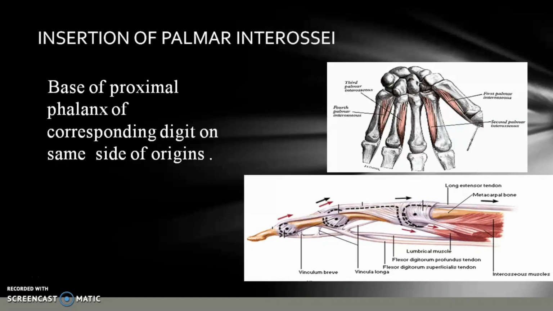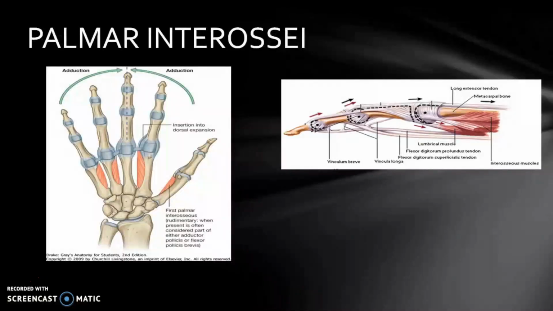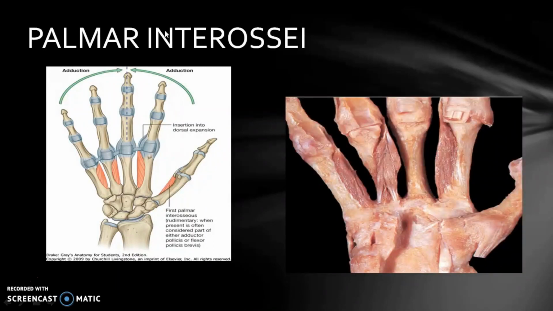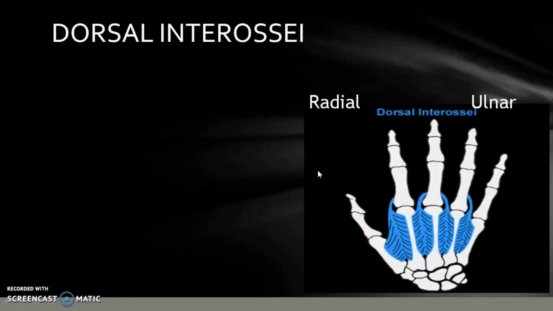The first and second take origin from the ulnar side, so insertion also happens on the ulnar side of the base of the proximal phalanx. The third and fourth take origin from the radial side, so insertion also happens on the same side, in the base of the proximal phalanx of the particular metacarpal bone. Now talking about the nerve supply. Here you can make out the image. These are the palmar interossei, and here you can see clearly all the four palmar interossei. Here also first, second, third and fourth. And the palmar interossei are supplied by the ulnar nerve.